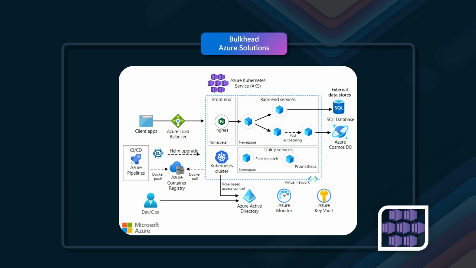At the heart of our architecture is Azure Kubernetes Service, or AKS. AKS provides a managed Kubernetes environment, allowing us to deploy, manage, and scale containerized applications seamlessly. With AKS, we can have multiple namespaces representing different services and components. This separation ensures that each service operates in its own isolated environment, akin to bulkheads on a ship.